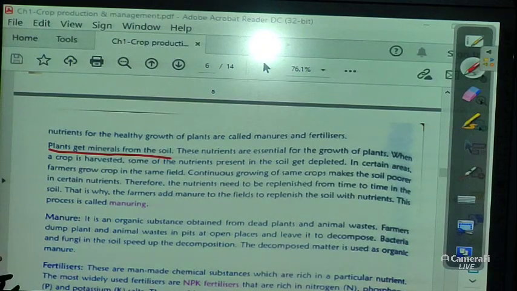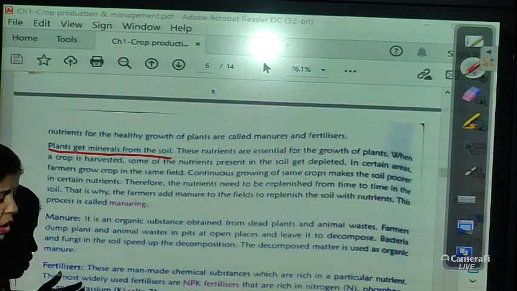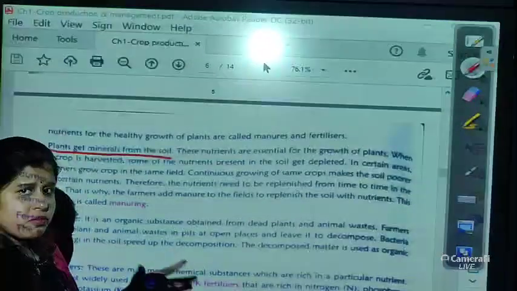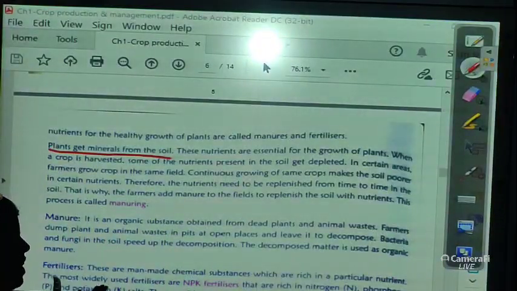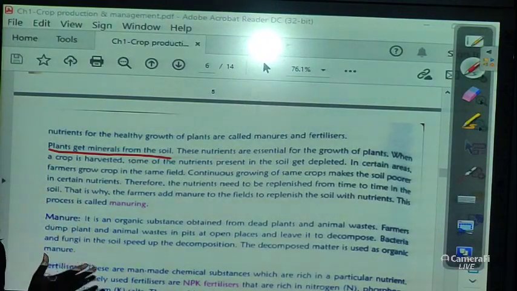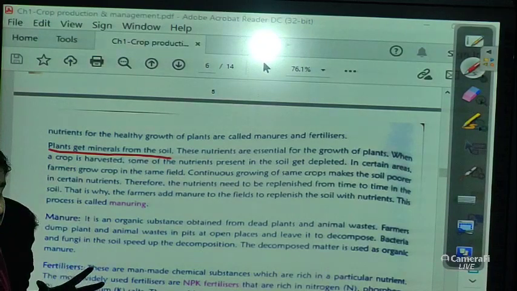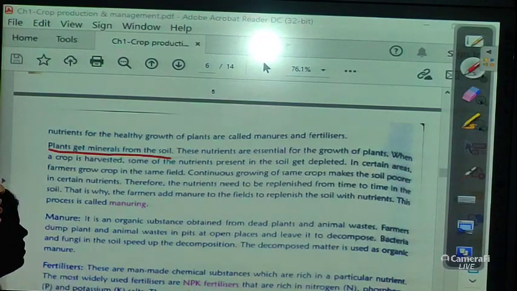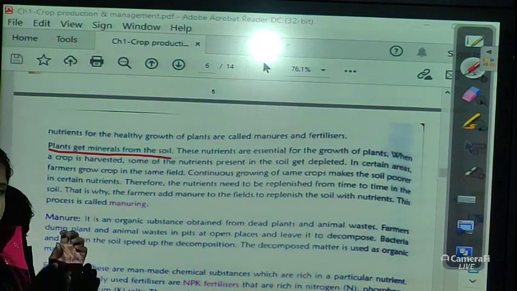When a crop is harvested, some nutrients present in the soil get depleted. At first the soil is very fertile when we add the manures and fertilizers to it, but when we harvest the crop, some of the nutrients present in the soil get depleted. Depleted means decreased.